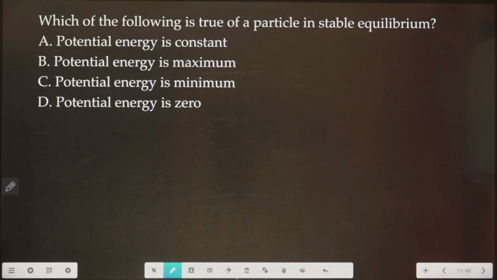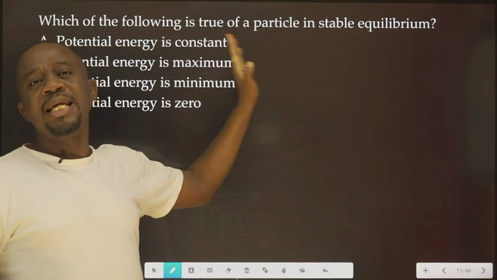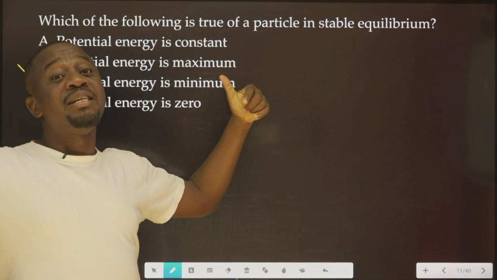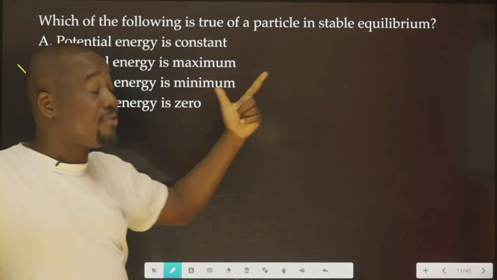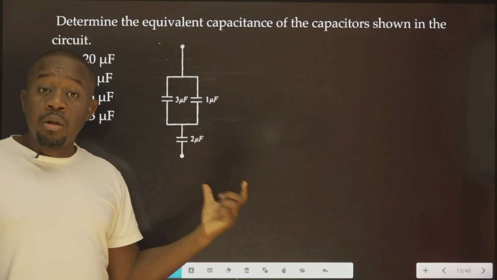The first one says potential energy is constant at all. Potential energy is maximum at all. Potential energy is minimal. Potential energy is zero. No. When you are looking at zero for something in equilibrium, we are looking at what? The resultant force. The resultant force is zero. But this one, we are talking about the potential energy is minimal. Of course, it's minimal.